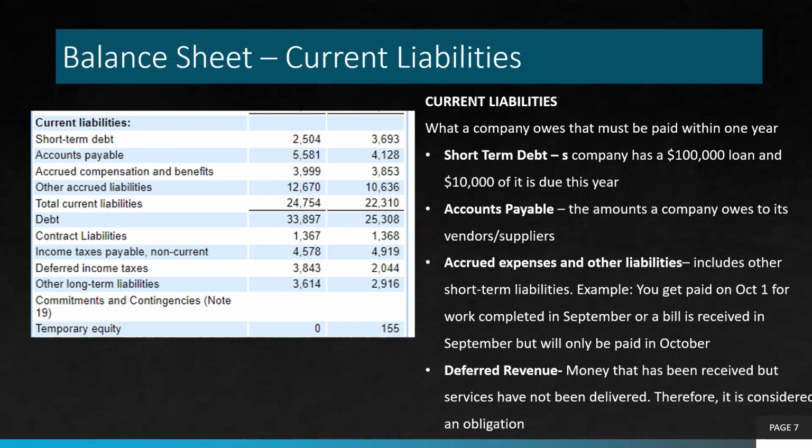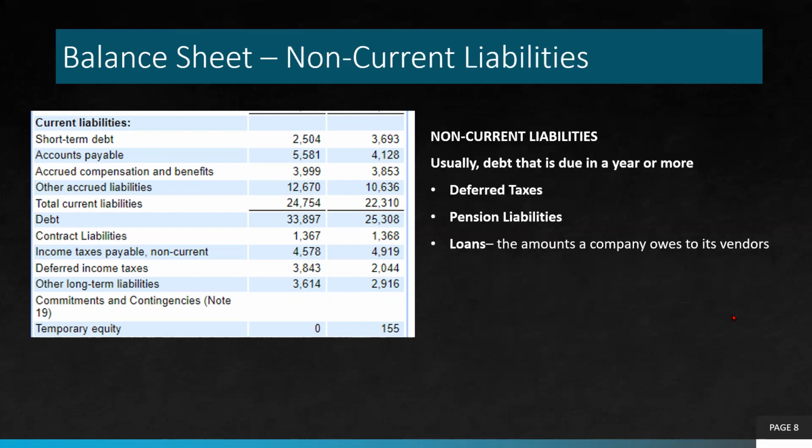And then you have accrued expenses and other liabilities. So this is where you're accruing expenses because you get paid on October 1st for work completed in September. So you have to make the transactions match up to the month where they're occurring. Deferred revenue is money that has been received for services or products that have not been delivered, and therefore it's considered an obligation to the company, and it is a current liability.